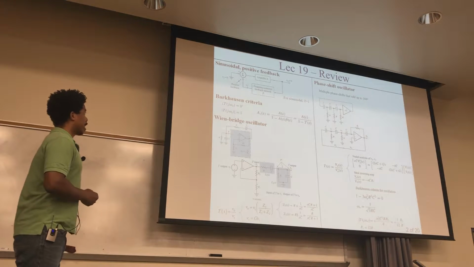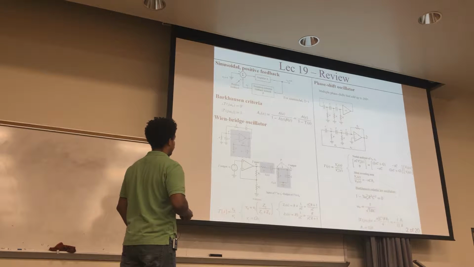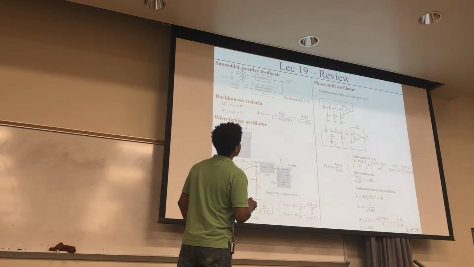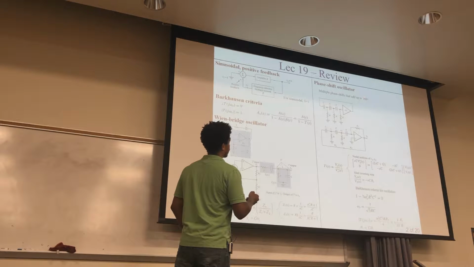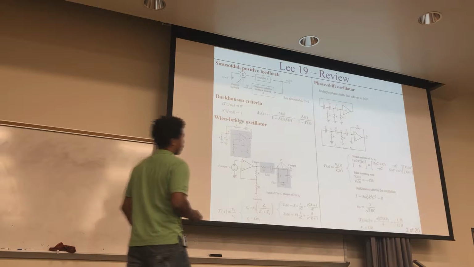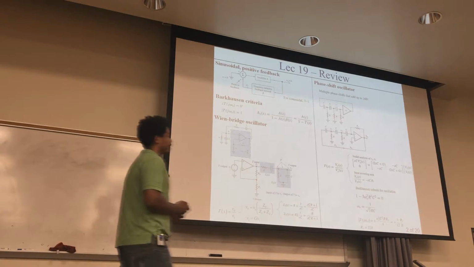We also looked at the Wien-Bridge oscillator right here, and we looked at its loop gain right there. And we also looked at the phase shift oscillator. For that loop gain, instead of having it be 0, the same thing is if you have it go to 360, same thing as going to 0. Those are two types we looked at, and we looked at the conditions that are required for the Barkhausen criteria for oscillation.